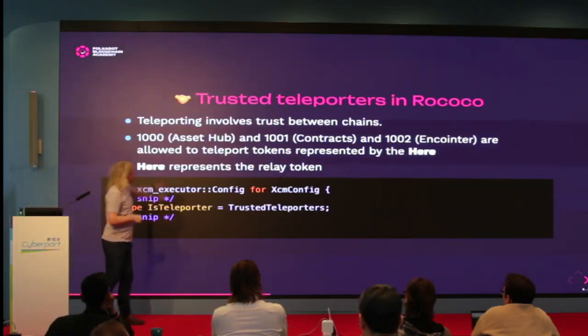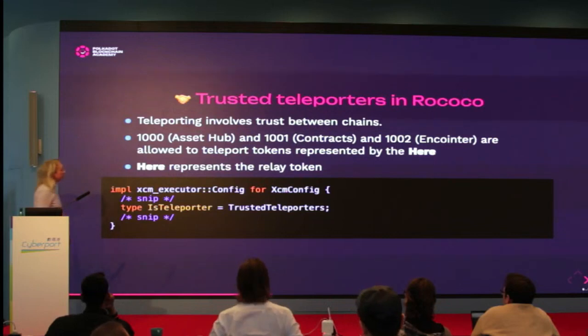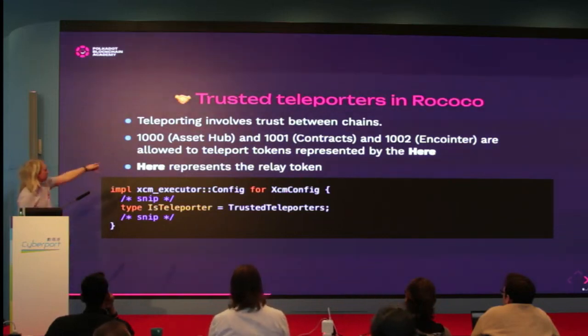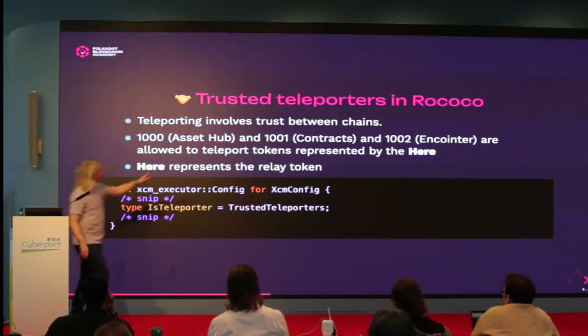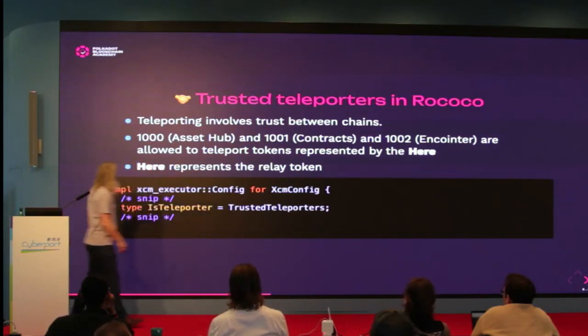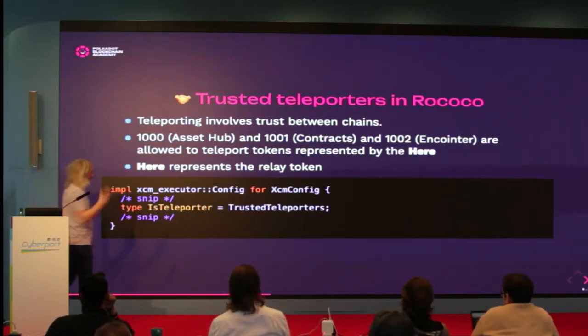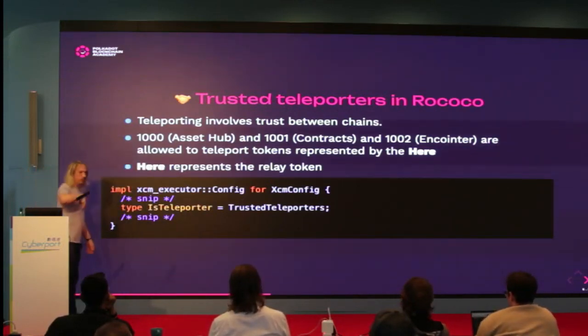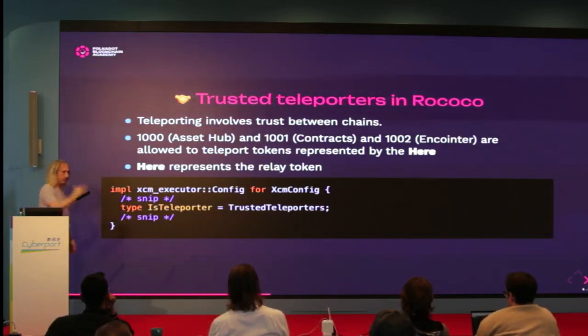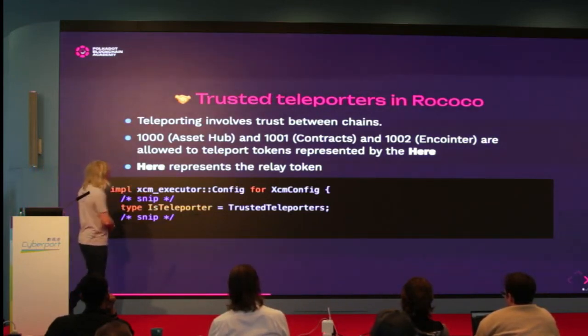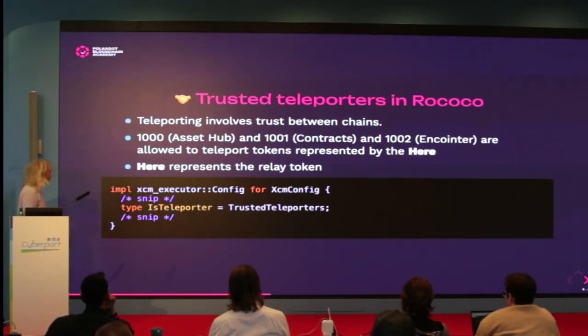So yes, teleporting involves trust. These three chains, I think there's a typo there, I think it's 1002, 1003, are allowed to teleport tokens, which means that we trust that if they tell us that we should be minting tokens locally because it's a teleport, they really did burn those tokens on the other side.